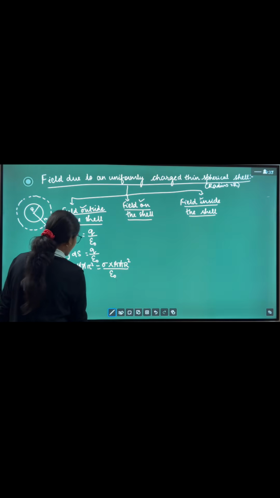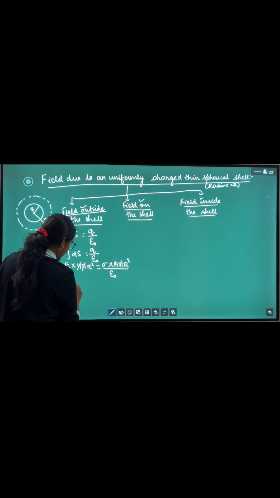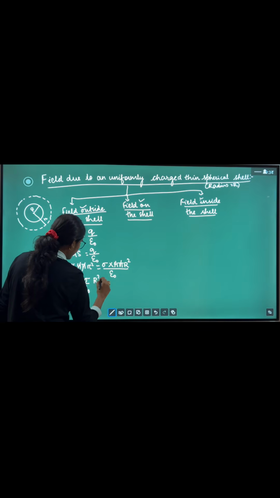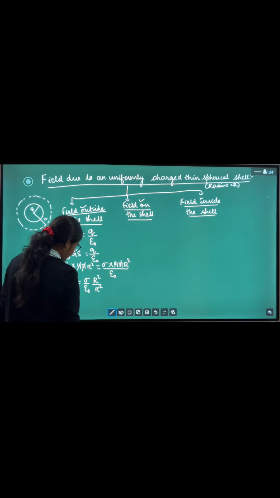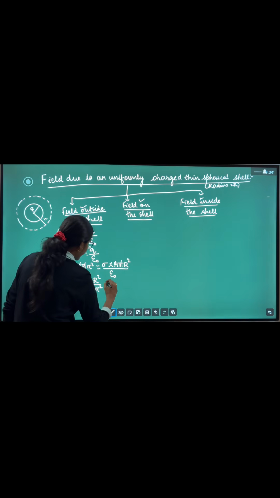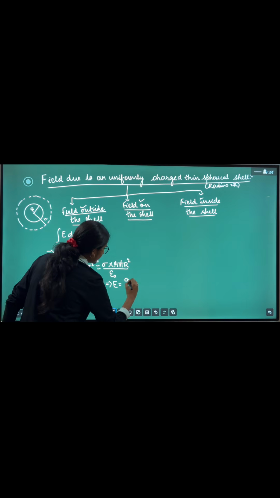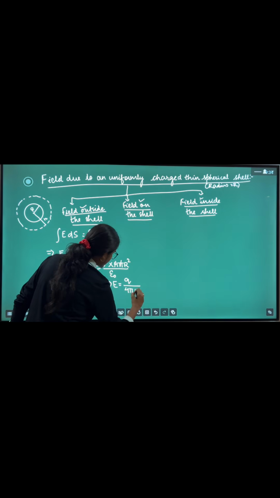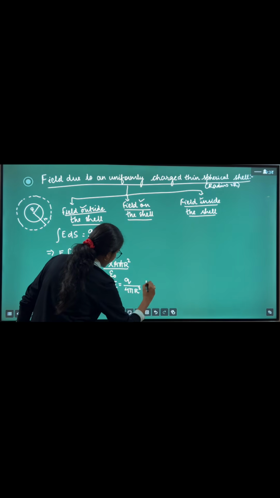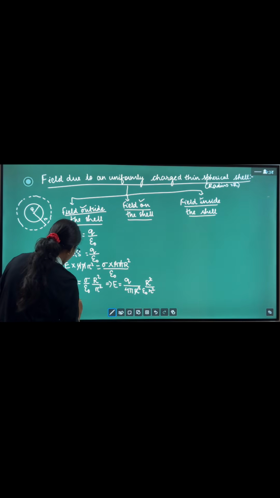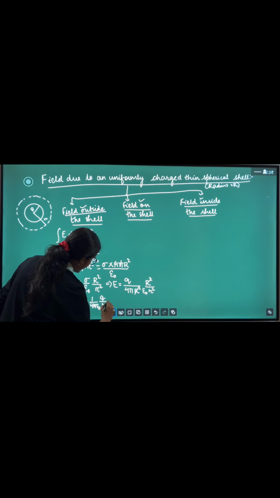4 pi gets cancelled from both the sides. This implies that E is equal to sigma by epsilon 0 times R square by small r square. Now, it can also be written as, sigma can be written as q by 4 pi R square, and again R square by small r square gets cancelled. This implies that E is equal to 1 by 4 pi epsilon 0 q by r square.